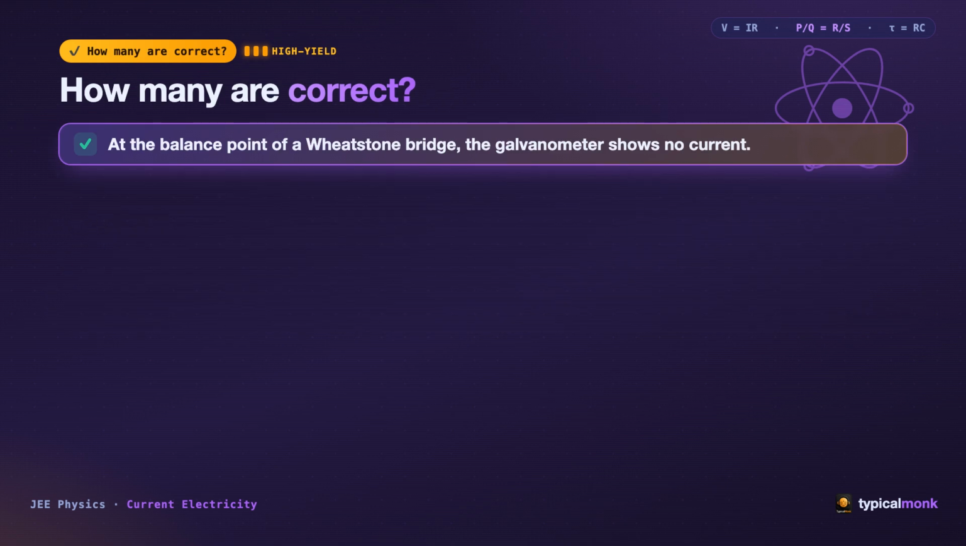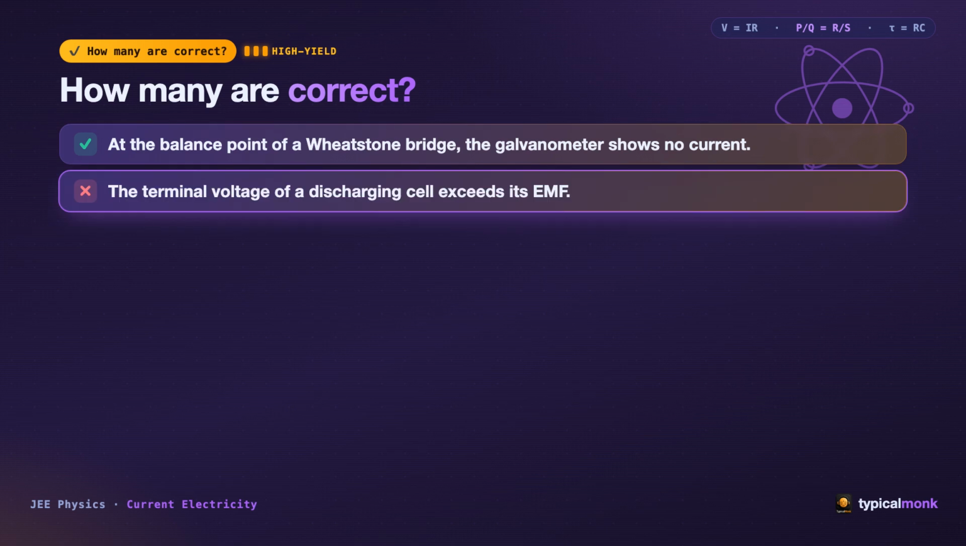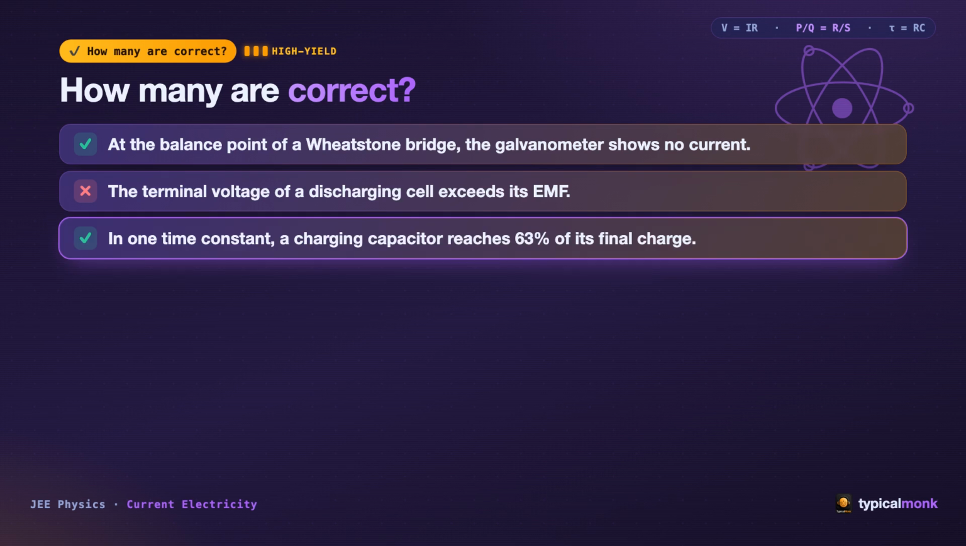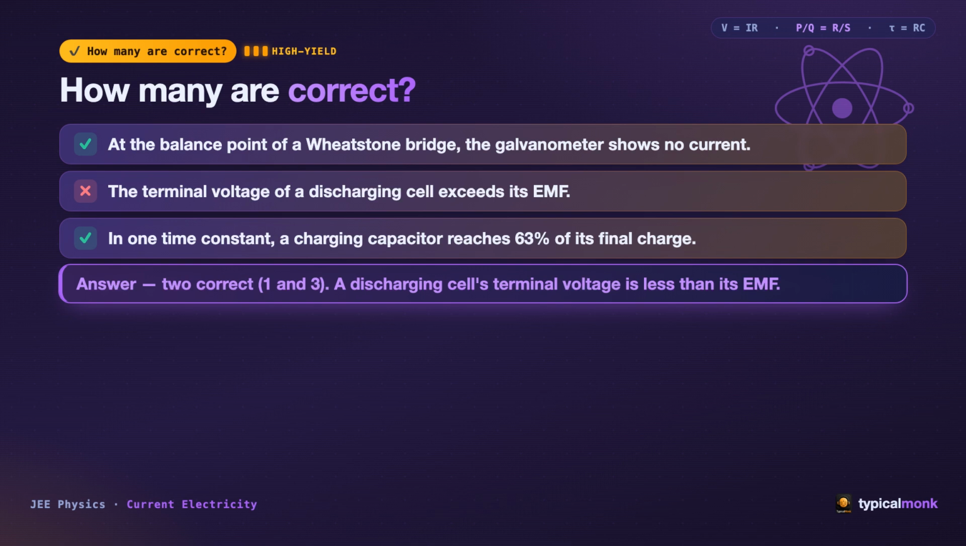Now, how many of these 3 statements are correct? 1. At the balance point of a Wheatstone bridge, the galvanometer shows no current. That is correct. 2. The terminal voltage of a discharging cell exceeds its EMF. That is wrong. It is less than the EMF. 3. In one time constant, a charging capacitor reaches 63% of its final charge. That is correct. So the answer is 2 are correct: statements 1 and 3. The trap is statement 2. A discharging cell's terminal voltage is less than its EMF.